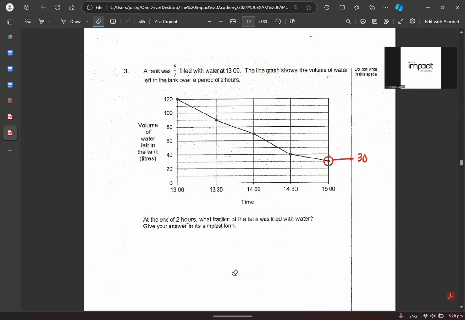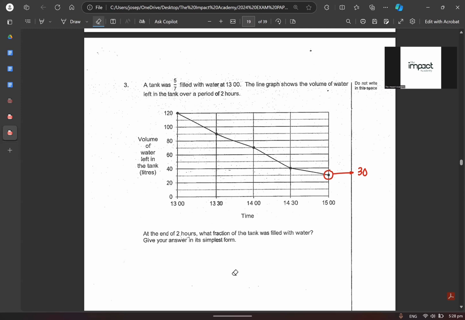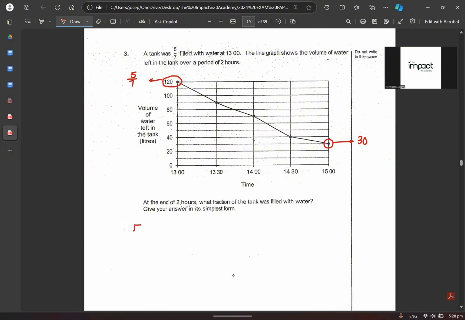Okay, so for question number 3, as you can see over here, it says that a tank was 5/7 filled with water at 1 p.m. Am I making sense? So this point over here really is 5/7. True? All right, so we can confidently say that 5/7 is basically equals to 120 liters. Make sense or don't make sense? And then we are going to find 1/7 first, right? How do I find 1/7? We just simply have to do 120 divided by 5. Make sense or don't make sense? All right, so when I do that, I get 24 liters. Do you agree or disagree?